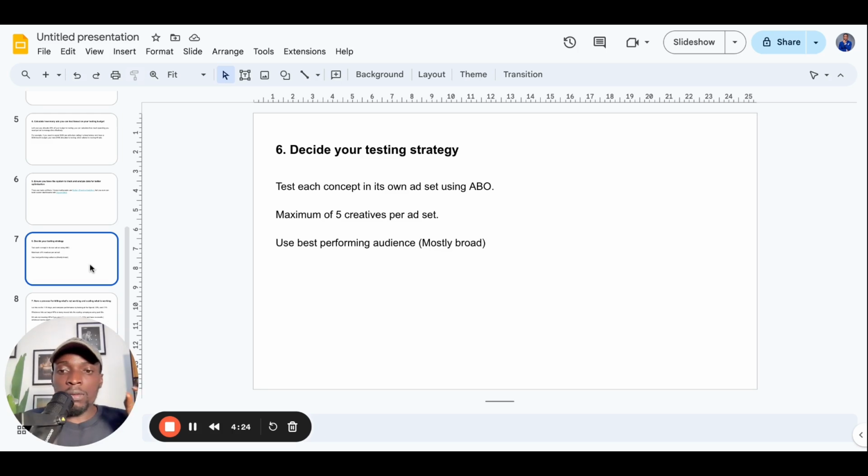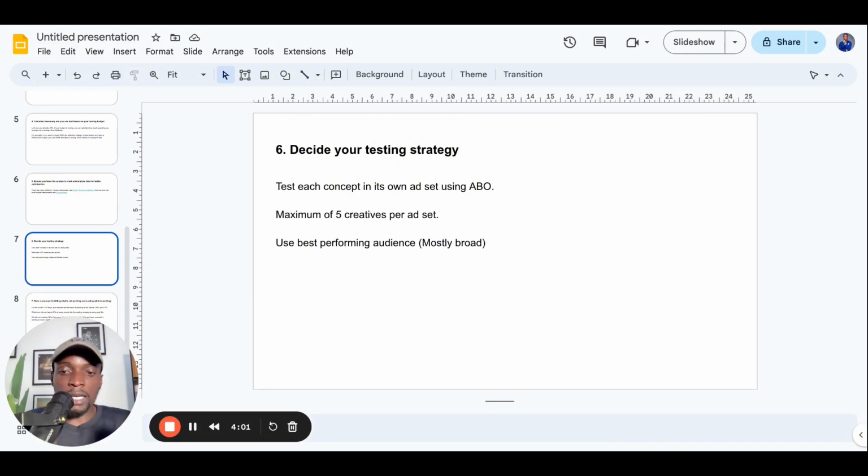And then the sixth thing you want to do before you launch a new test is to decide your testing strategy. Now, I'm a big fan of ABO. I use ABO in all of my tests. I know that a lot of people are going to be using CBO or ASC, as we were seeing recently, but whichever works for your account is very okay. But ensure that you have something that's working and you stick to it.